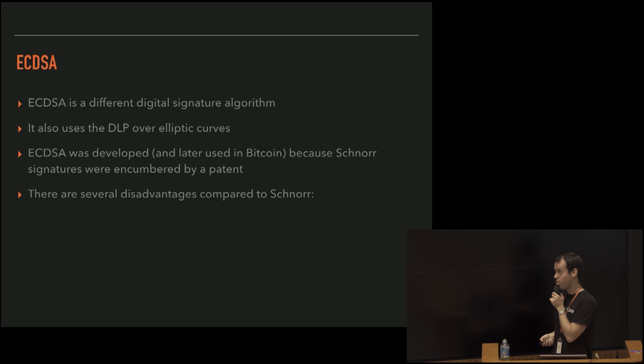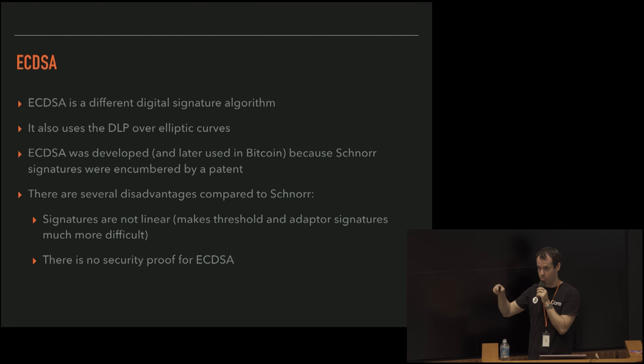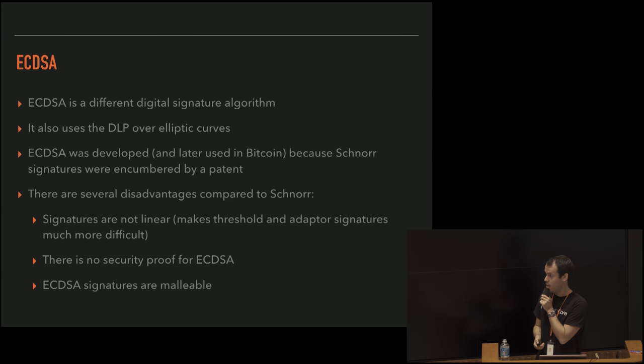There are quite a few disadvantages compared to Schnorr. Signatures are not linear, okay? And with linear signatures, we can do really nice things like threshold signatures and adapter signatures, scriptless scripts. You can have similar concepts in ECDSA, but they're a lot more difficult. There's no formal security proof for ECDSA. So that zero knowledge proof or the zero knowledge demonstration that I talked about earlier does not exist for ECDSA, and ECDSA signatures are malleable. So there's a lot of reasons why we would prefer to use Schnorr signatures, and maybe in the future Bitcoin will allow Schnorr signatures.